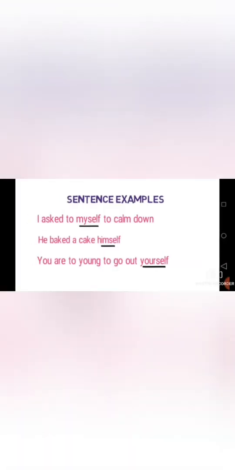Examples of it: I asked myself to calm down. Now I is the subject here, and I asked myself. Subject and object are the same because the subject is doing the work on himself. So that's why myself is put here, and this is a reflexive pronoun. He baked a cake himself. उसने खुद एक केक बनाया. It means that the subject is doing the work by himself. So that's why you put himself here, and himself is known as a reflexive pronoun. You are too young to go out yourself.